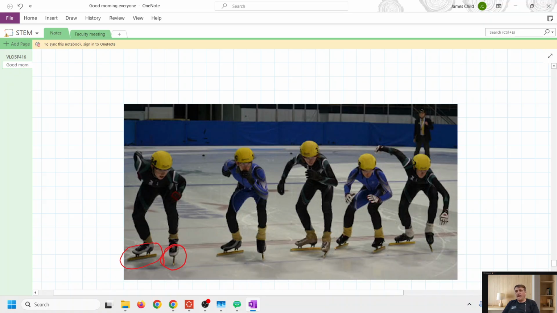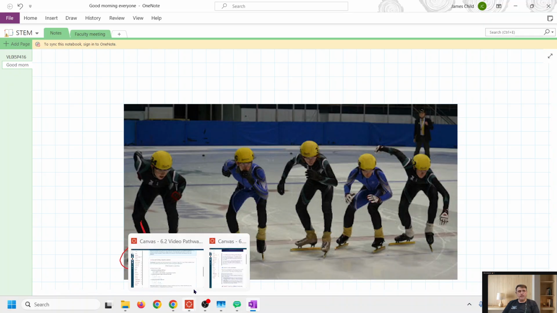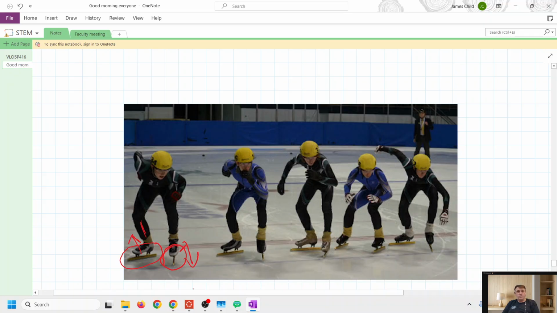So what are the action-reaction pairs? Well, the action is the leg muscles pushing backwards. That is our action. What is our reaction? The reaction is that the body of the skater is going to go in the direction that this skate is pointed. So that's our action-reaction pair.